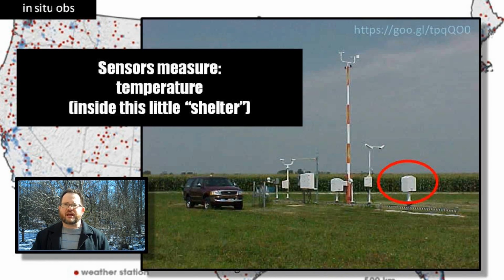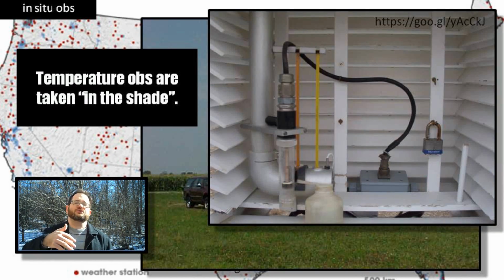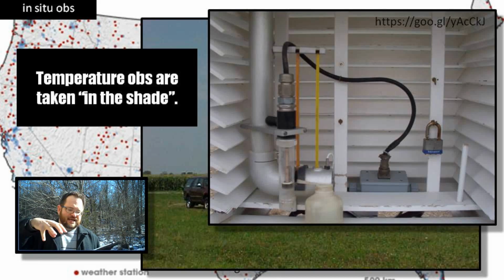See how there's kind of like a little birdhouse over there? It's actually kind of large. That's called a shelter. The right word is a Stevenson shelter. And a Stevenson shelter is this little louvered box that lets air float through but it's shady inside of that box. And that is where they actually measure things like the moisture and the pressure and the temperature.